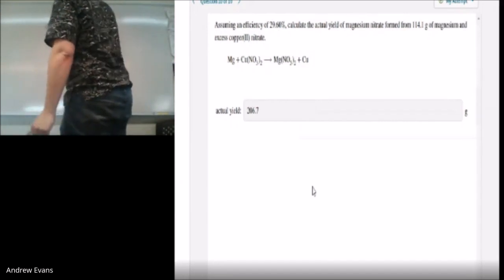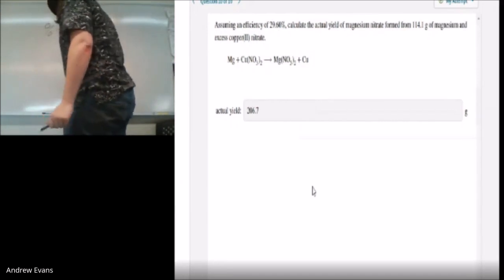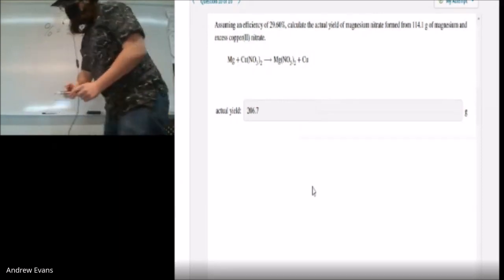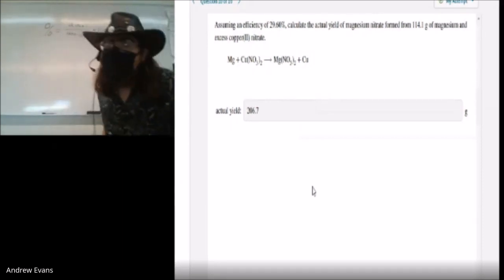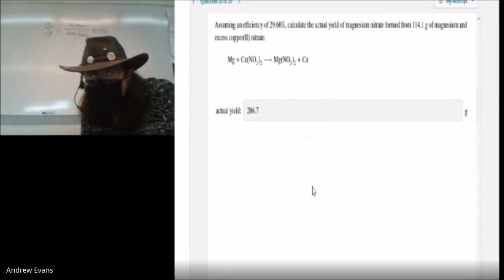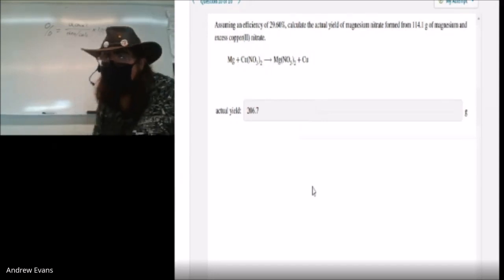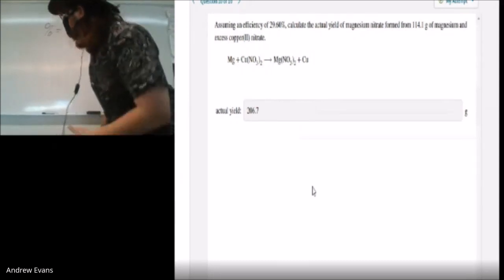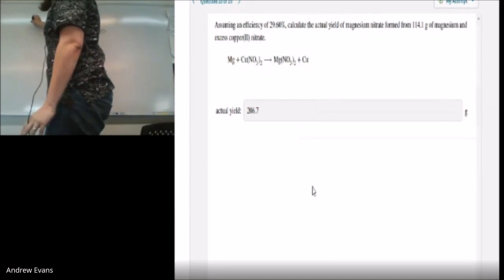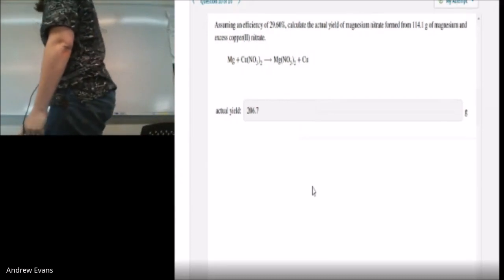We still have the same percent yield equation. Reading this question, assuming an efficiency of 29.6, so a percent yield of 29.6, calculate your actual yield of magnesium nitrate formed if I have 114.1 grams of magnesium and excess copper. So plug in what we know. We have 29.6 here.